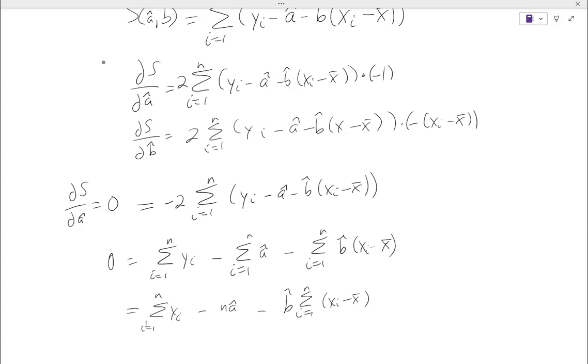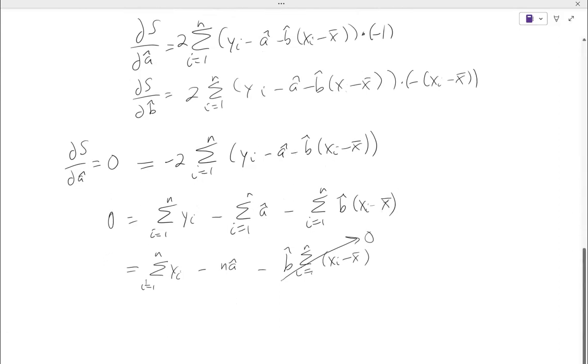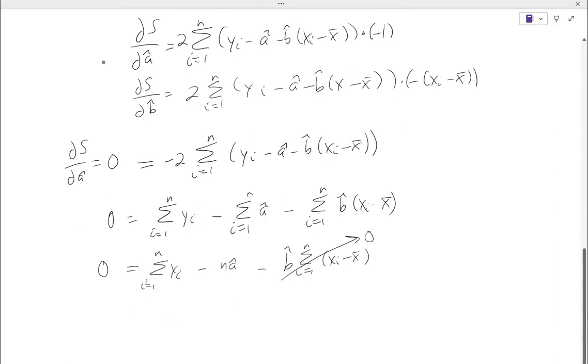Yeah, this is going to be 0, right? Because it's the sum of the deviations. We just talked about that a little bit ago, didn't we? This term is 0. Okay. So now let's solve for your a hat.